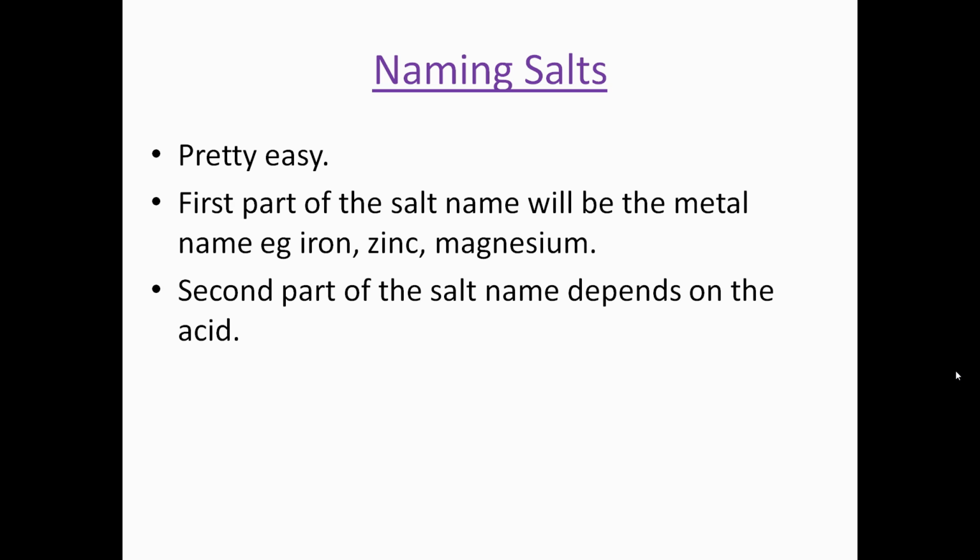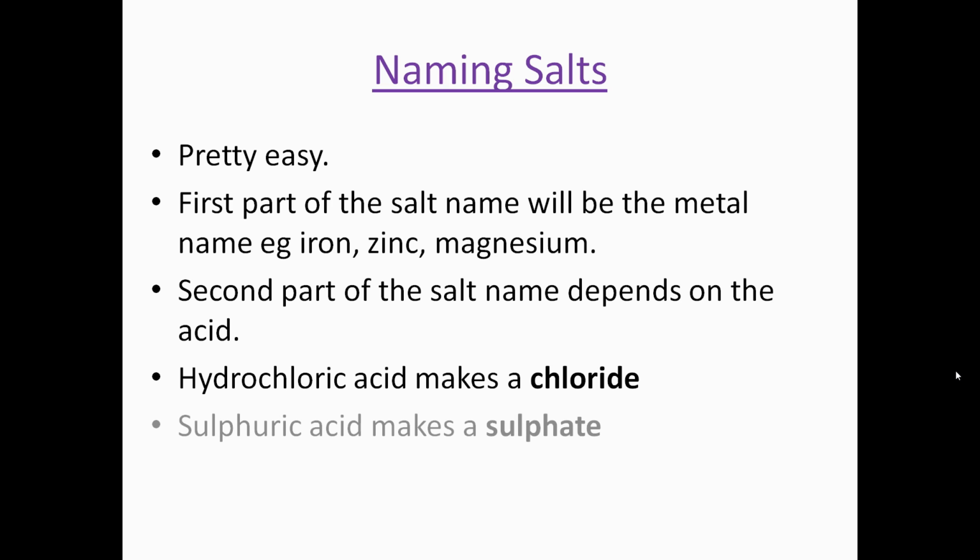The second part of the name depends on the acid that's reacted with the metal or the metal compound, and you have to learn these, and it's fairly easy as well once you've seen them. Okay, so hydrochloric acid is going to make a chloride. You can see it's got the chlor part from the chloric, except it ends with IDE rather than IC. Sulfuric acid, that's going to make a sulfate, and again this time we've got ATE on the end of sulf, and you can also see this spelt SULFATE. That is also correct.